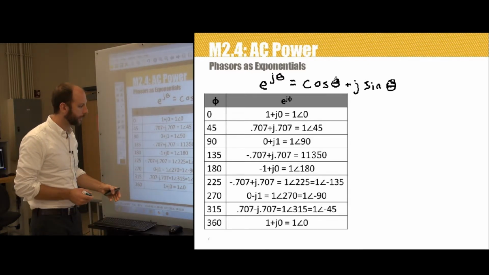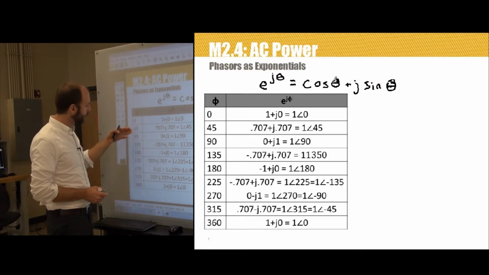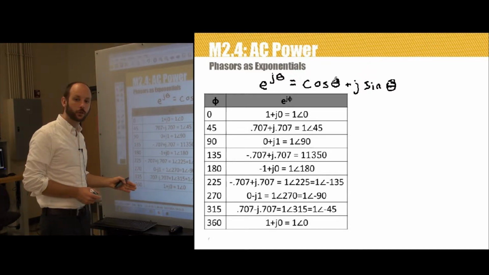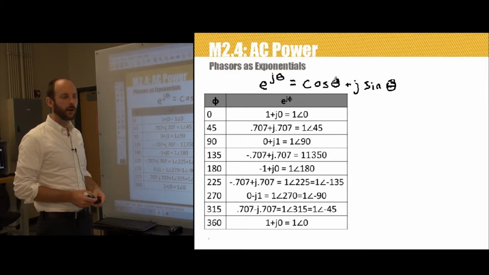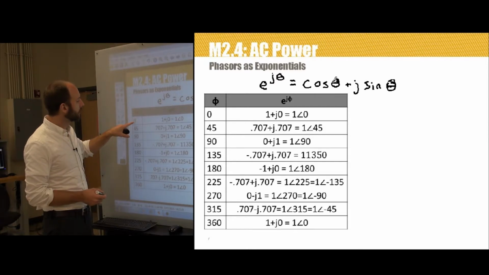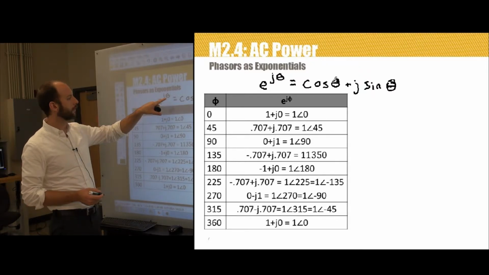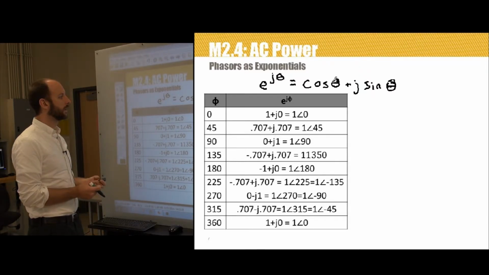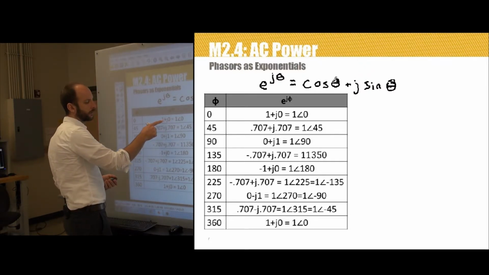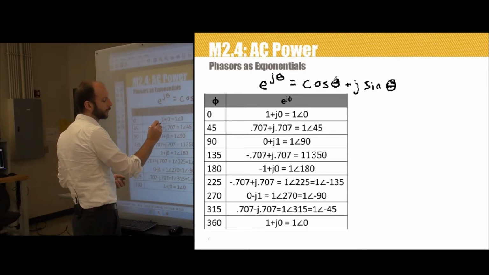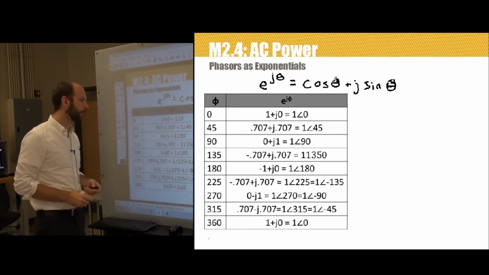So here I've got a table that I've written. We've got angles of phi ranging from 0 to 360, so you should recognize that as rotation around a circle, right? If we plug 0 in for theta, on our calculators we would type e to the j 0. Then we find that it gives us the rectangular result 1 plus j0, or 1 at an angle of 0 degrees.